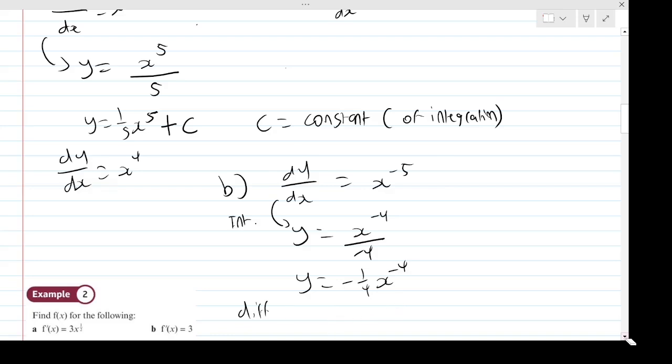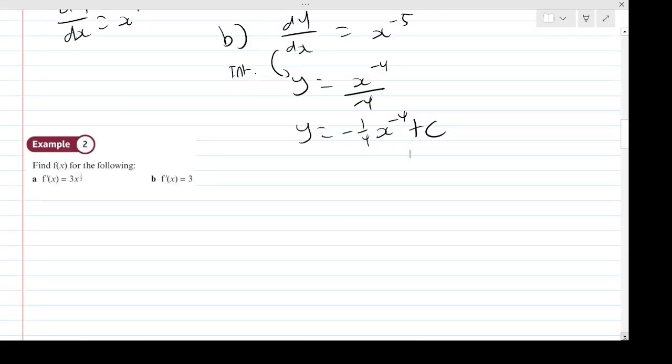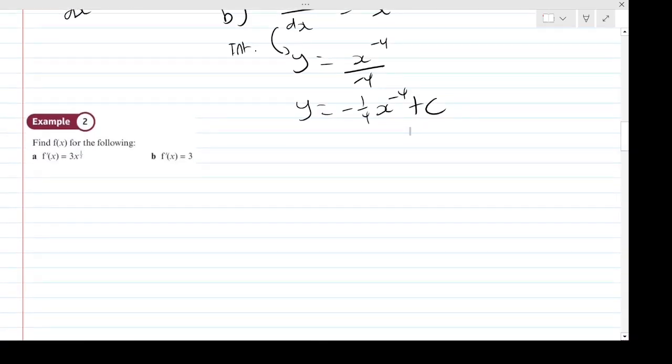But again, we need to add on a plus c, because this c, if we differentiate back, will go to 0. So we need to account for that. So that is my final answer. I don't know what this number is, I'd need more information, but for now I just account for the fact there's an extra possible number in my function for y. So that's the process: we add 1 to the power, then divide, then we add the plus c at the end.